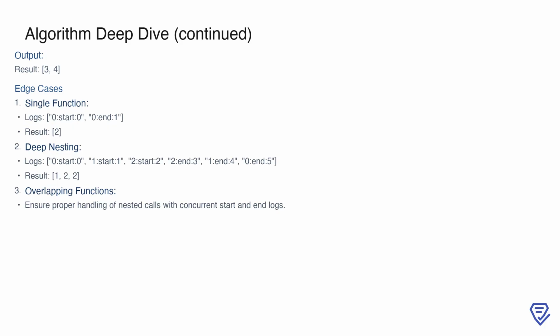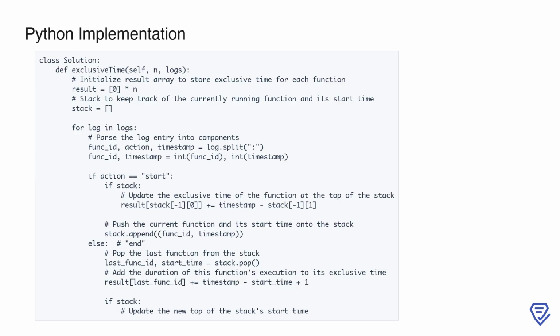Here, we are defining a solution to the problem using a class and a method called exclusive time. The function takes two parameters, n, which represents the number of functions, and logs, a list of log entries. We first initialize an array called result, with a size equal to the number of functions, to store the exclusive execution time of each function. The array is filled with zeros initially.